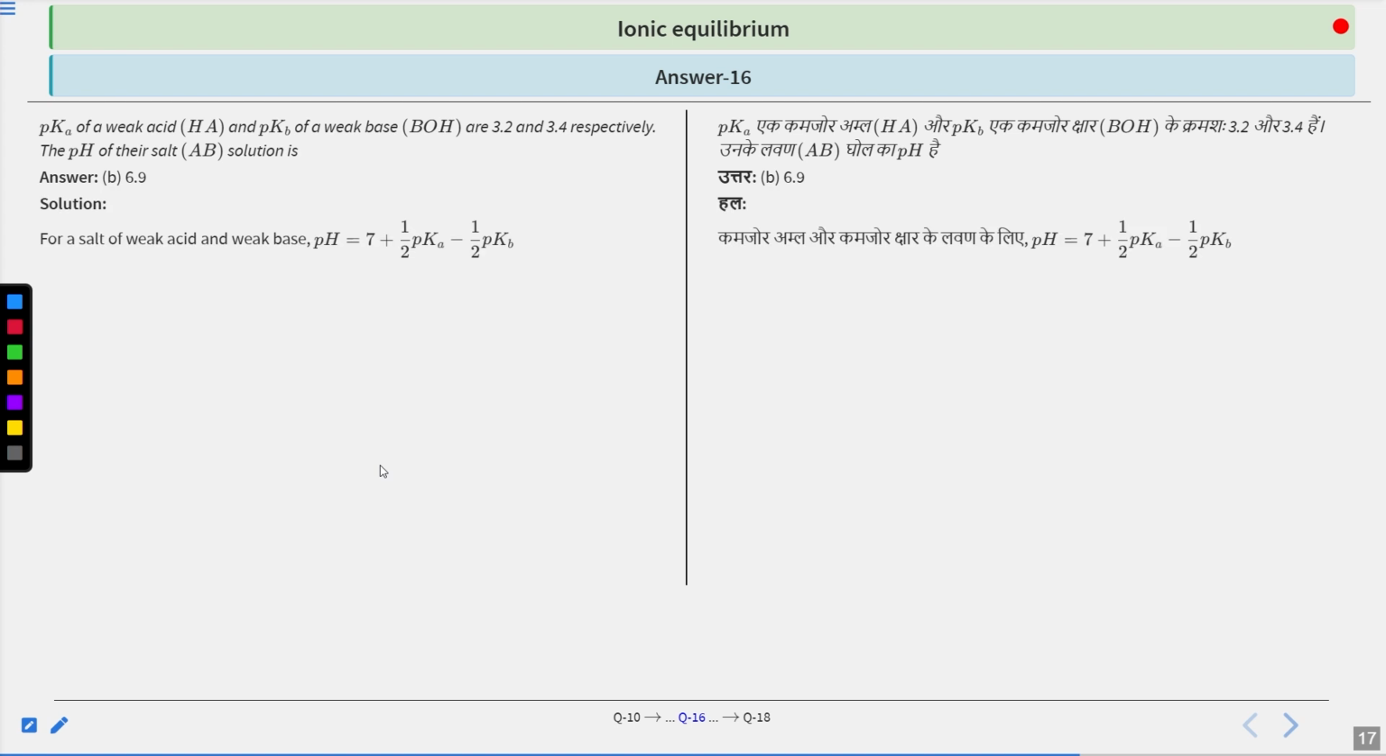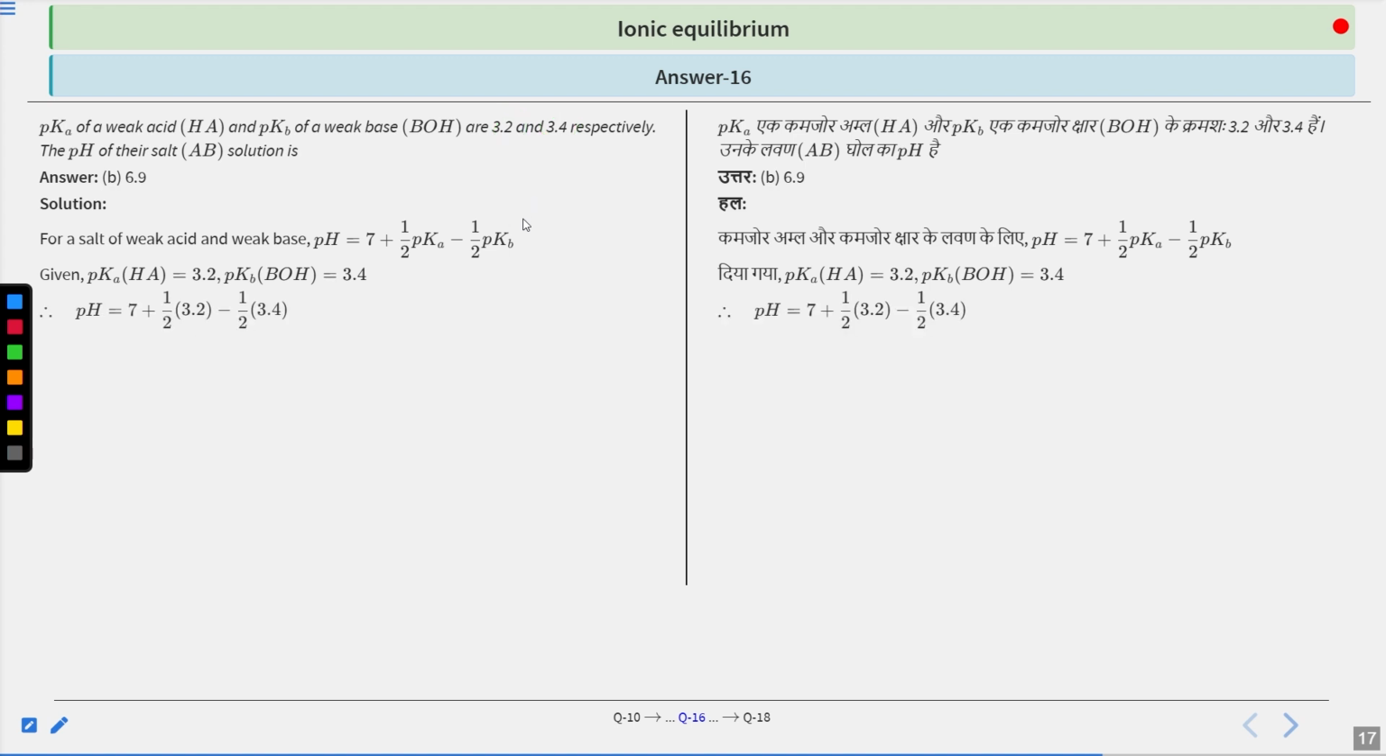Now for the salt of a weak acid and a weak base, pH is equal to 7 plus half pKa minus half pKb. Your pKa for HA is 3.2 and pKb for BOH is 3.4, which is given here. Okay, this is for HA and this is for BOH. Now, if we put these values here, we get 7 plus half 3.2 minus half 3.4. Or we can calculate it further, then it will give us 7 plus 1.6 minus 1.7, that is 6.9. So this is your pH of the resultant salt solution.